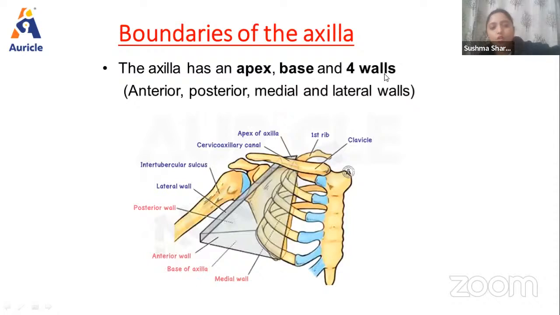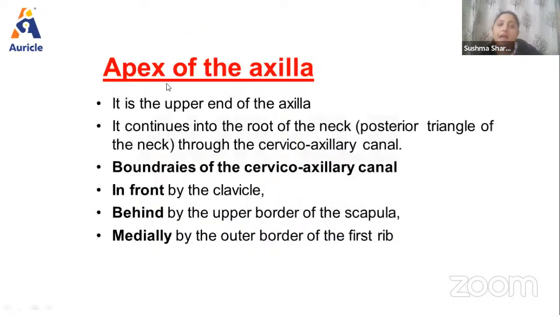Axilla, as I told you, has an apex, base, and 4 walls. What are the 4 different walls that I have? First, we have the anterior wall, then the posterior wall, then the medial and the lateral walls. Axilla has an apex, base, and 4 walls: anterior, posterior, medial, lateral. Understood? Yes.